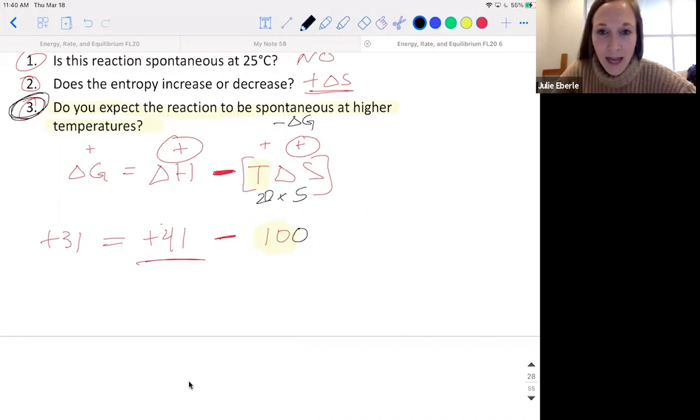At high temperatures, but I have to calculate it a couple of different times with different temperatures if I'm going to see that. Now, does that make sense, Kamaya?